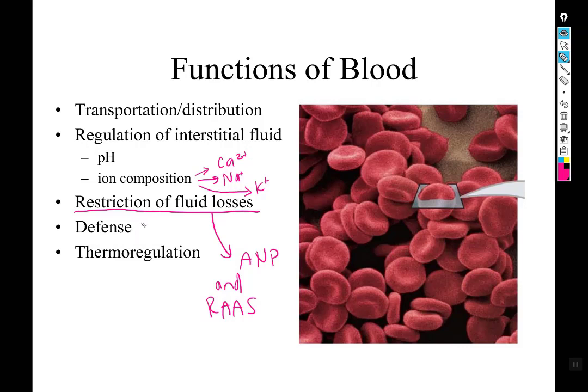Defense is a role of the immune system. And thermoregulation just means that blood is mostly water, and water gains and loses heat slowly. So if you change where blood is in your body, you're going to necessarily change how warm or cold a part of your body is. So this is why, for example, hands and feet might get cold if the ambient temperature is below your body temperature. That's because blood is being moved away from your extremities and towards your core to help keep you warm.